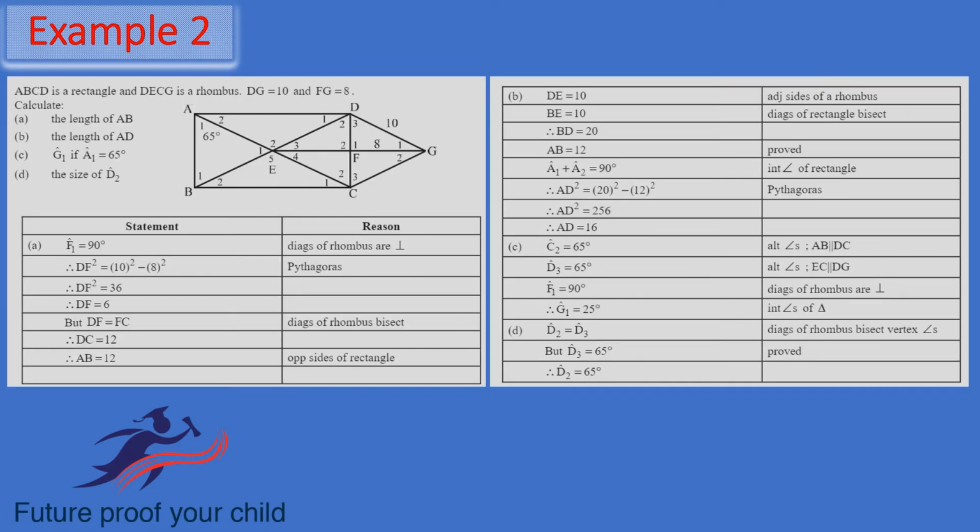So ABCD is a rectangle, so remember all the properties of the rectangle, and DECG is a rhombus. DG is 10, FG is 8, so just make sure all your given information is indicated on the diagram. Question number 1 says the length of AB.